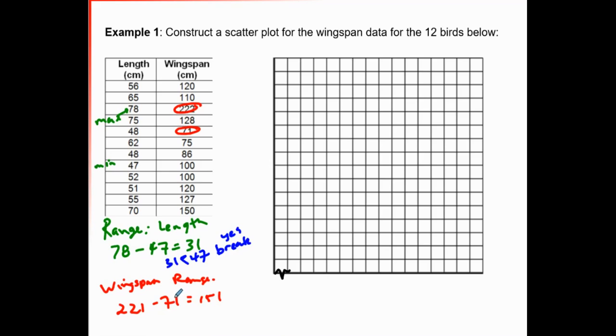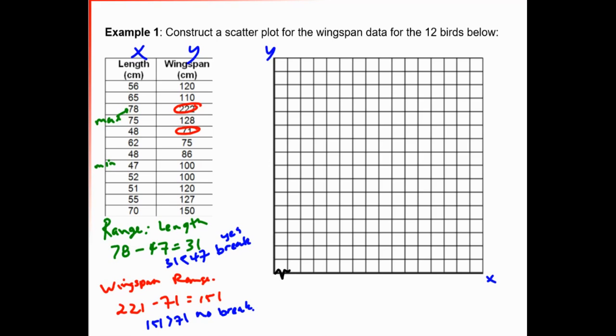So a break is not a good idea in this case because it's greater than. 151 is greater than 71, so no break. So of course, this is the x-axis, this is the y.